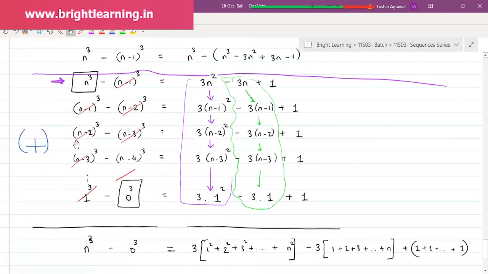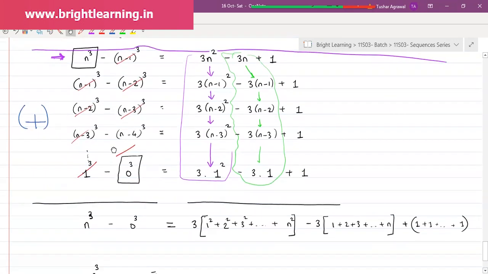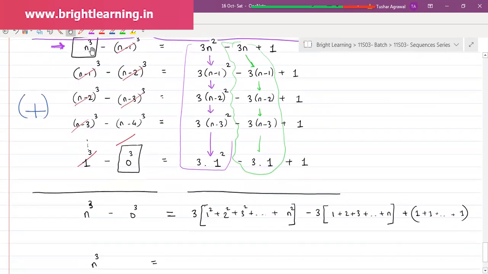On the LHS, the terms are getting cancelled out in pairs. The subtraction of n minus 1 cube will get cancelled out with the next step, positive n minus 1 cube. Negative n minus 2 cube will get cancelled out with positive n minus 2 cube. Negative of n minus 3 cube will get cancelled out with the next step, positive n minus 3 cube. Can you realize this, Afrin?